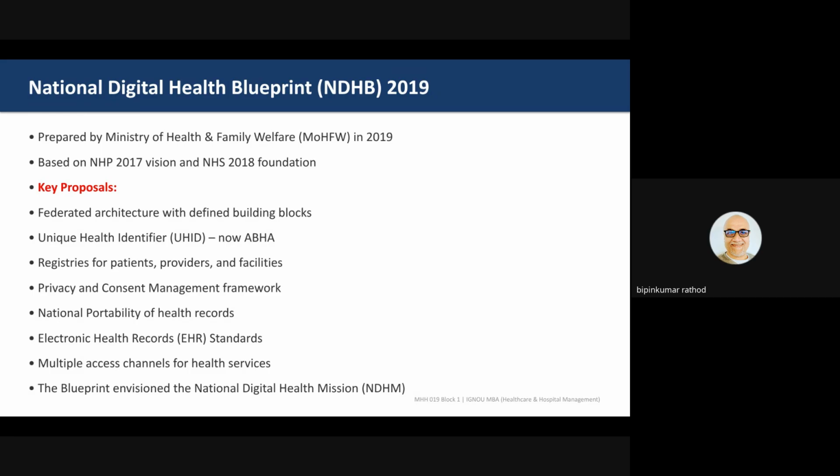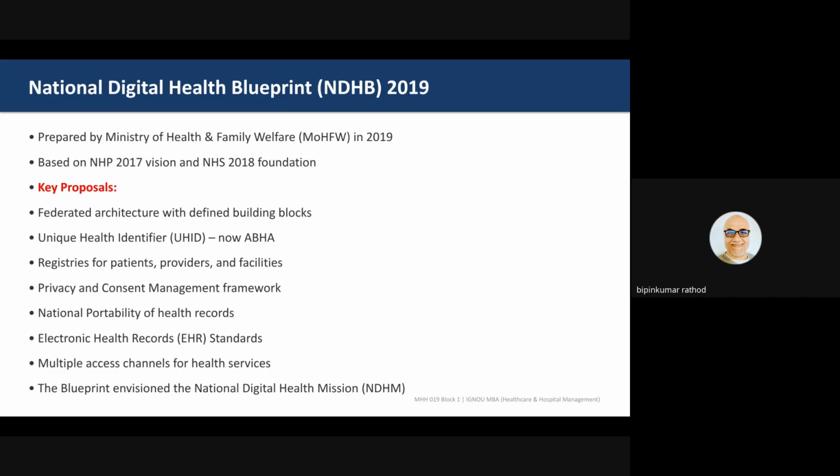Now, as I told you, in 2017 we had the National Health Policy, and in 2018 we came up with the National Health Stack. So this is the policy, and NHS is your technical infrastructure. But it is just a platform. It is not the workable chunk for the hospital, for the patient, for the doctors, and so on.